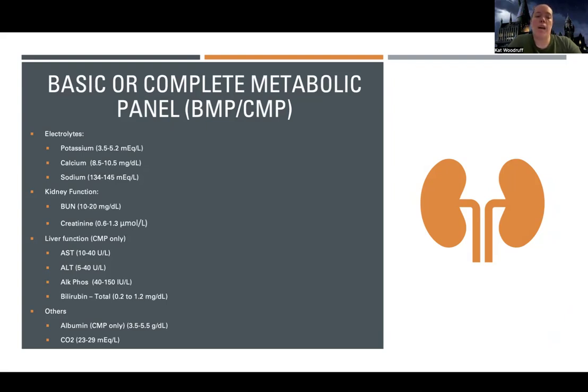Like with the kidney, we do things to try to protect the liver when it's not happy. We try to avoid things that are going to cause worsening damage to the liver. But a lot of times we just trend and watch these, and the liver will calm down with time if it's something reversible.